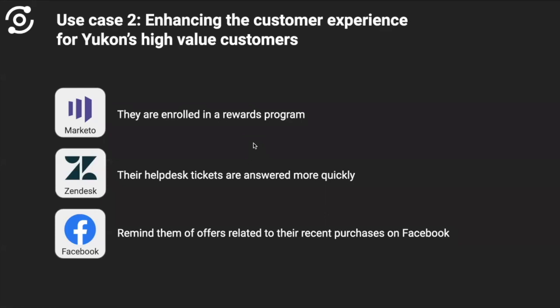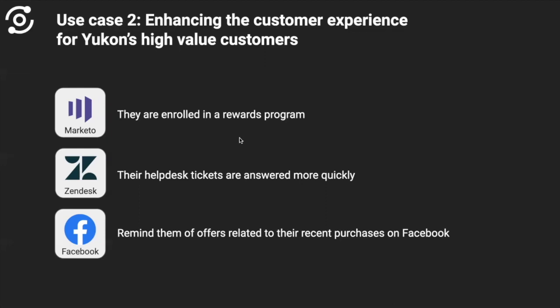The second use case, remember, this is enhancing the customer experience for Yukon's high-value customers. And the essential idea here is that we identify those high-value customers, and then we're going to do a few things with them. So using Marketo, we're going to enroll them into the right rewards program. Using Zendesk, we're going to make sure that their help desk tickets are answered more quickly. And we're also going to remind them of offers related to their recent purchases on Facebook. And so this whole use case is going to lead to a great session later, where Brian is going to explain how to activate these things using Grouperoo.